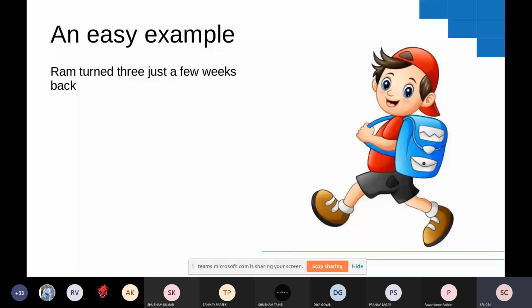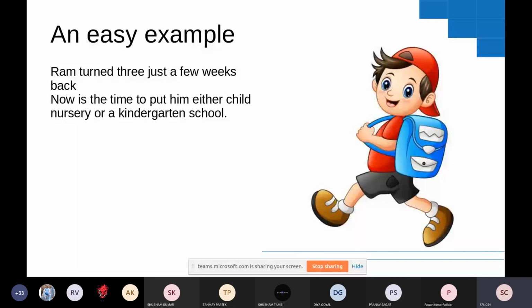Let's take a very easy example of this guy known as Ram. So Ram just turned three years, just a few weeks back. Now is the time to put him in either a child nursery or a kindergarten school. The story is very simple: this is a guy, Ram, and his parents are thinking that, okay, it's the right time that we should put Ram into a child nursery, kindergarten, or such small schools, schools for small babies, which are available around the city.